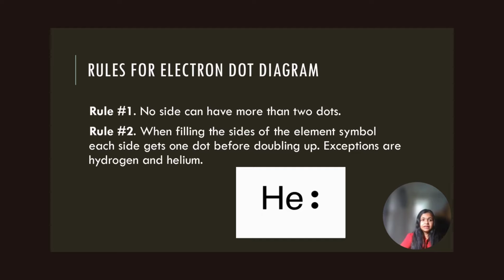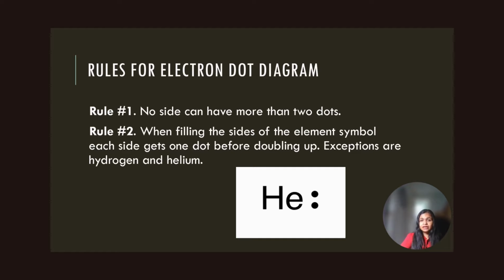All right, this explains the electron dot diagram for helium. So rule number 1 says, no side can have more than 2 dots. Helium has atomic number 2, and although it belongs to group 8A of the periodic table, it cannot have more than 2 electrons because its atomic number is 2. And no side can have more than 2 electrons when we draw electron dot diagrams.